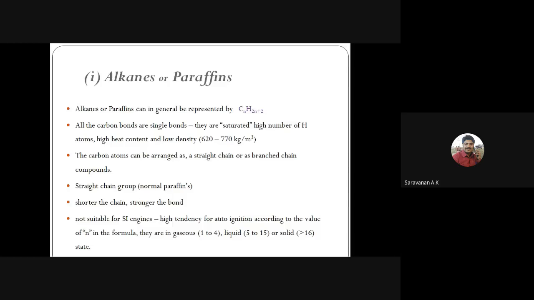So in the subdivision, the first one is the alkanes or paraffins. Alkanes or paraffins are generally represented by CnH2n+2. CH, that is the carbon and hydrogen molecules, right? So it is represented by numbers showing how much carbon and how much hydrogen are present.